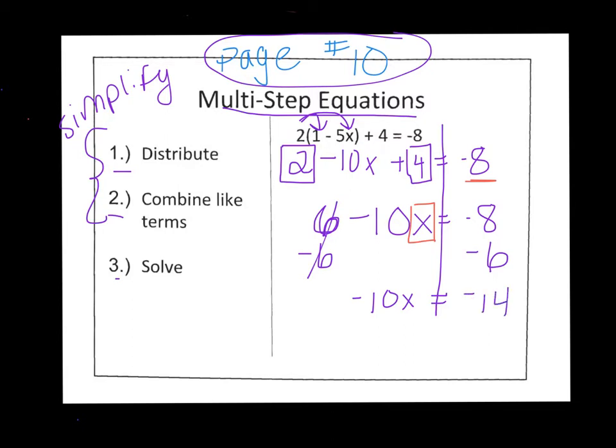The last step, since x is being multiplied by negative 10, to solve, I'm going to divide both sides by negative 10, and I get that x equals 1.4. And it's totally fine to get a decimal. Since 10 doesn't go into 14 evenly, we're going to get a decimal for our answer.